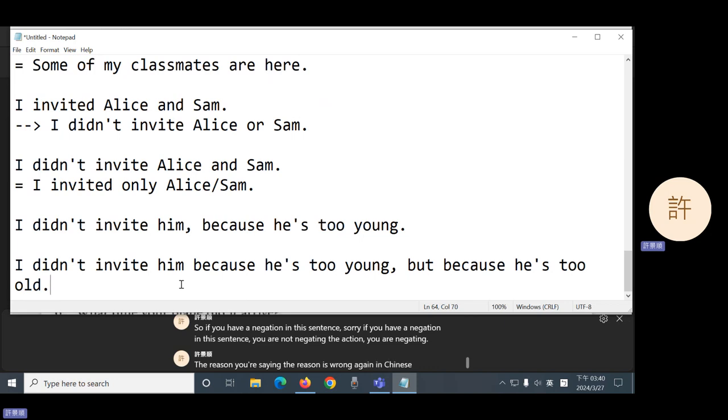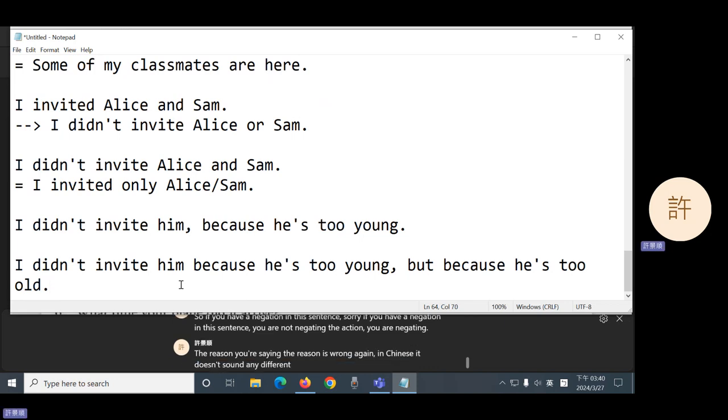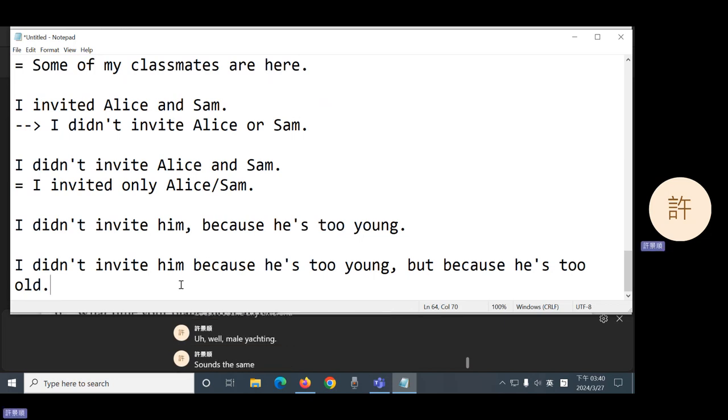Again, in Chinese, it doesn't sound any different. 我没有邀请他因为他太年轻. Sounds the same whether you pause in the middle or not. But in English, the first one means what I just said. The second one is 我没有邀请他不是因为他太年轻. So the first one is 我没有邀请他因为他太年轻. 第二个是, 我没有邀请他不是因为他太年轻. But in English, it looks very similar.